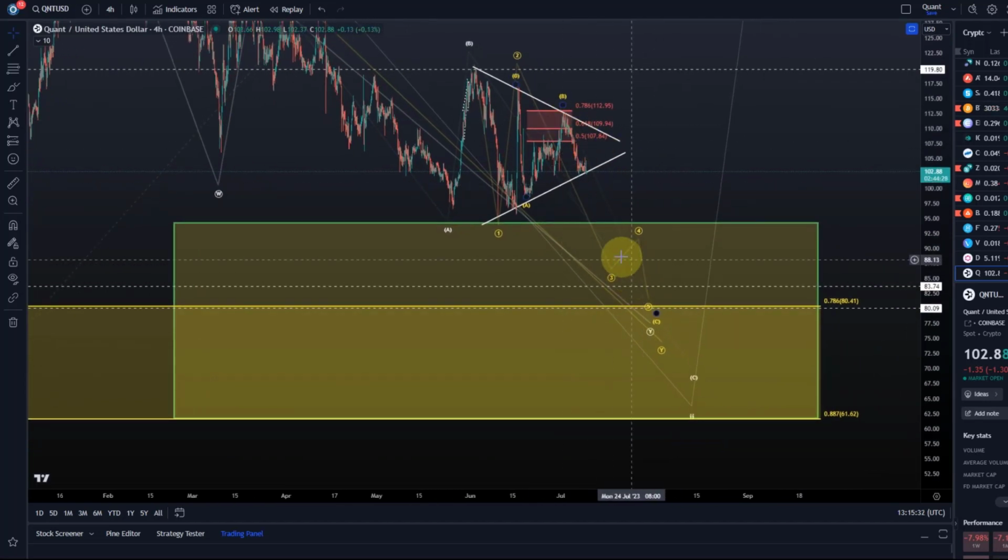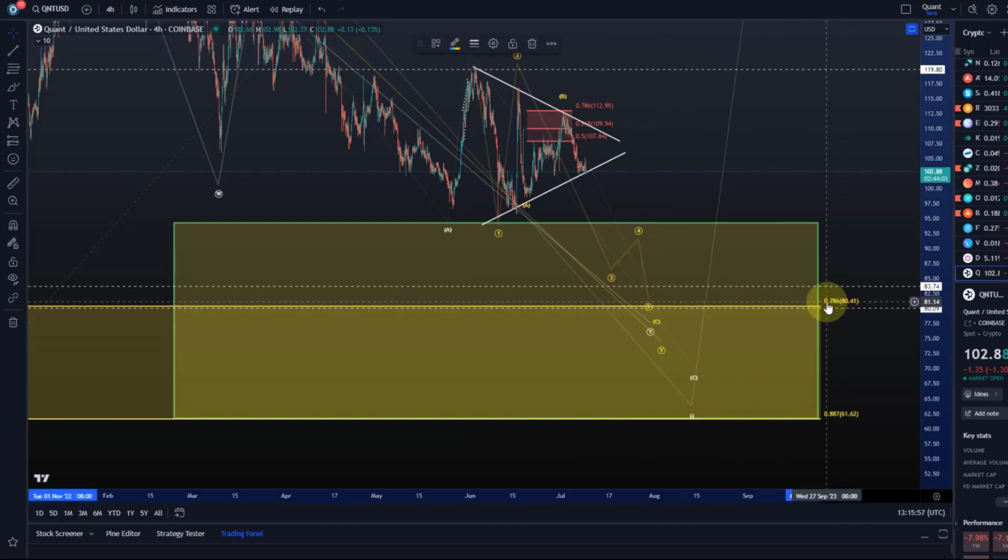Target-wise to the downside, first of all, it's just testing this ascending trend line. A break below that trend line would likely send it to that support cluster around 95, and a break below that level would likely send us to around $80. Maybe a few dollars more, 81, 82, 83, but there is some more support down here. It's also the 78.6 Fibonacci retracement level, which is quite relevant.